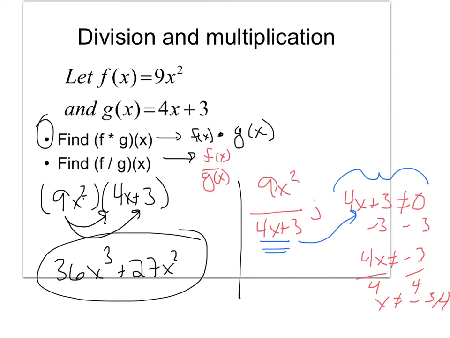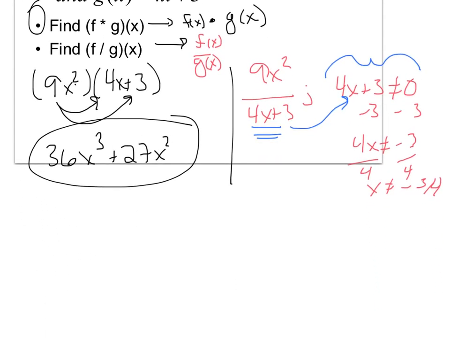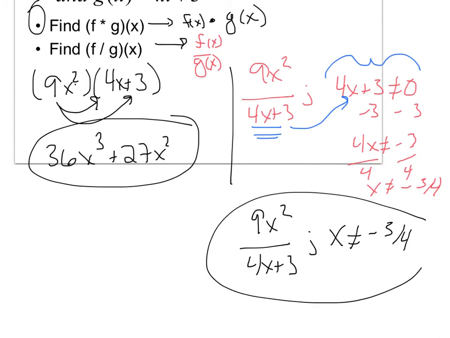And what I'm going to do is I'm going to restate my answer and tell the person who's looking at this what the domain is, or what the domain cannot be. And so if I have 9x squared over 4x plus 3, that's my new equation, but the semicolon says where x cannot equal negative 3/4. Negative 3/4 would make the denominator 0, which is undefined. So when you're dividing, you make sure that you put in this piece if there is what's called a domain restriction.